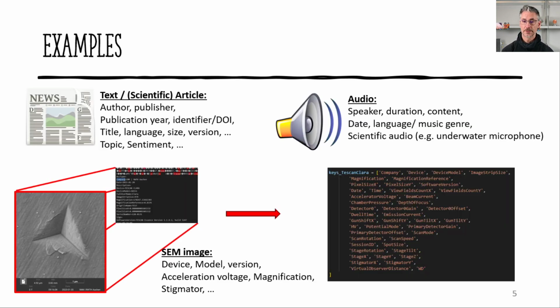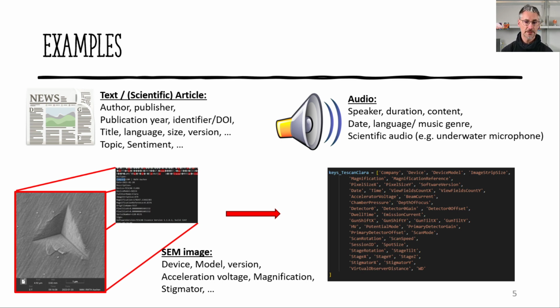So here are some examples. If we have a text like a paper or a scientific article, we have like the author and the publisher, the publication year, or the DOI, the title, language, the size of the text, the version of the text if we have multiple iterations, the topic, or if it's maybe a newspaper article, the sentiment. If we have audio, we have similar information like who was speaking, for how long, how many speakers do we have, what were they speaking about, which language or music genre, and so on.